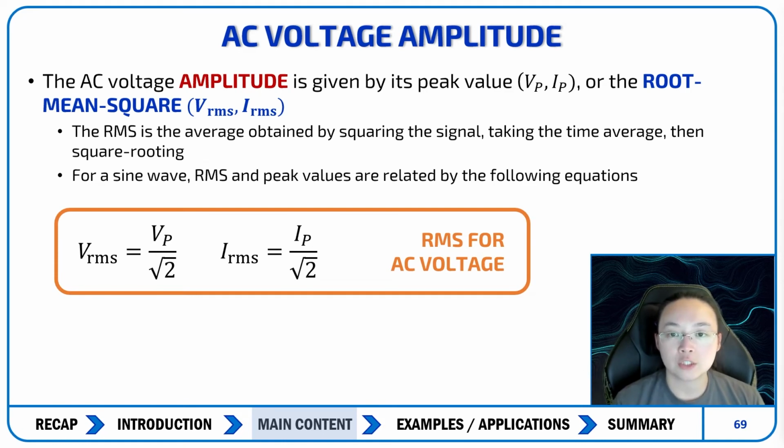The AC voltage amplitude is given by its peak value. So we have Vp and Ip for the peak values of voltage and current respectively, or we can call it the root mean square, V and I RMS. The RMS is going to be the average obtained by squaring the signal, taking the time average, and then square rooting that. For a sine wave, RMS and peak values are going to be related by this equation over here. So the RMS for V and I for an AC voltage will be defined as follows.